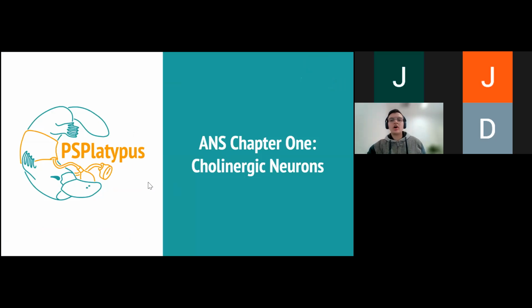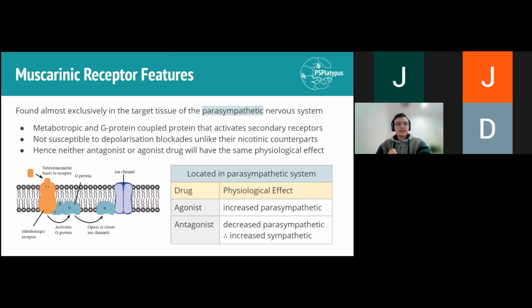So let's start off with the cholinergic neurons, in other words, the neurons that are going to be producing acetylcholine. Remember there are two subclasses of these acetylcholine receptors: the muscarinic and the nicotinic. Now, for all intents and purposes in the autonomic nervous system, we're really only going to be discussing the muscarinic.